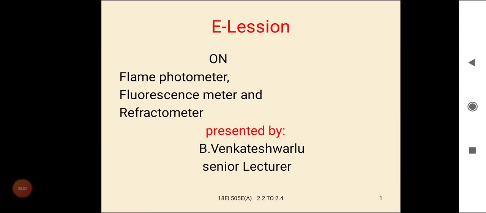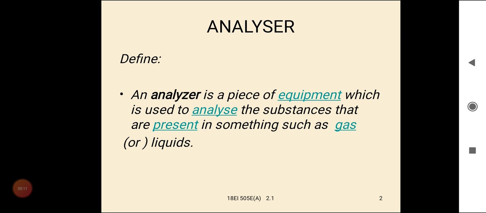Welcome to e-lesson on flame photometer, fluorescence meter and refractometer. Analyzer.